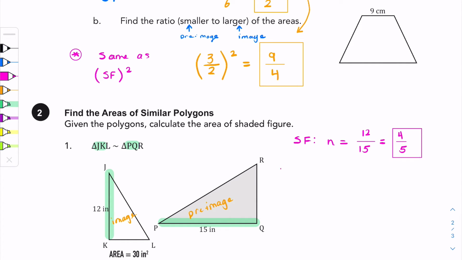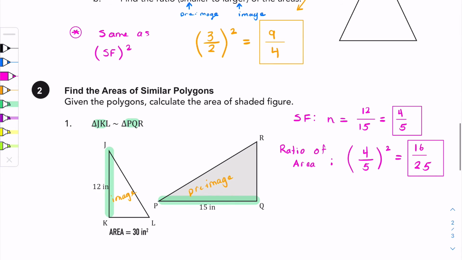After we find the scale factor, let's find the ratio of areas. And the ratio of area is found by taking our scale factor of 4 over 5 and squaring this value, which is going to give us 16 over 25. 16 over 25 is the ratio of areas. Now we're going to set up a proportion of the ratio of areas to the actual areas.